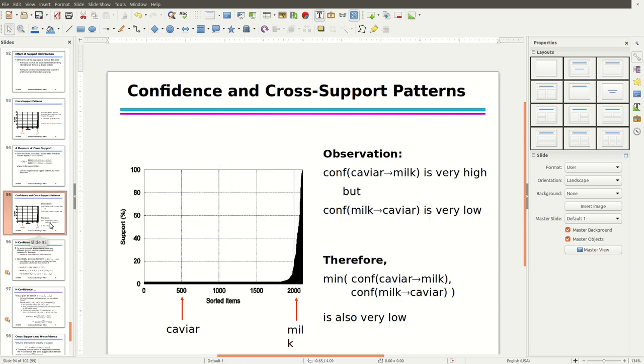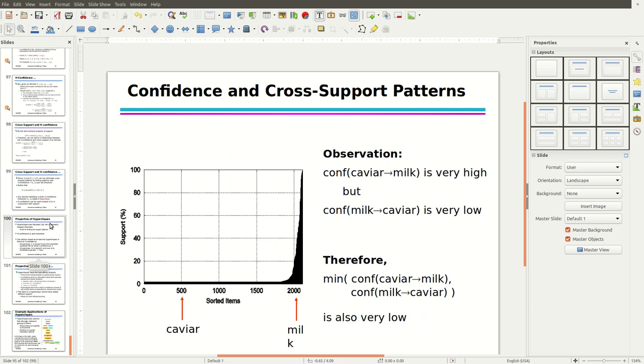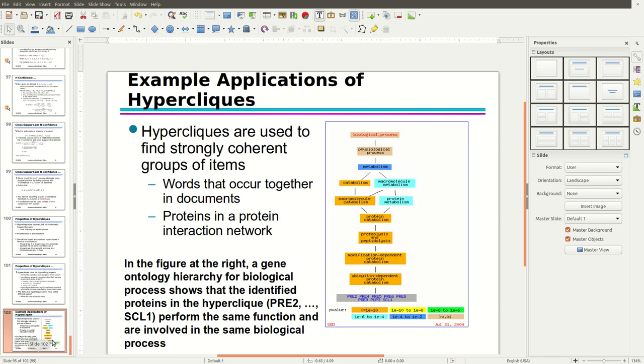So this is the purpose here. Again, we are actually using some techniques to improve our rule generation. An example of hypercliques: it is used to find strongly coherent groups of items, words that occur together in a document. Like this example: biological process, physical process, metabolism, catabolism.